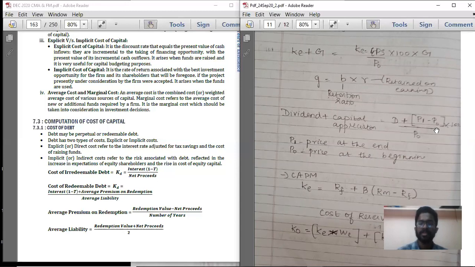P1 is nothing but the price at the end of the year. P0 is nothing but the price at the beginning of the year. Below that, record: P1 is the price at the end of the year, P0 is the price at the beginning of the year. So this is called the dividend plus capital appreciation model of calculating cost of equity.